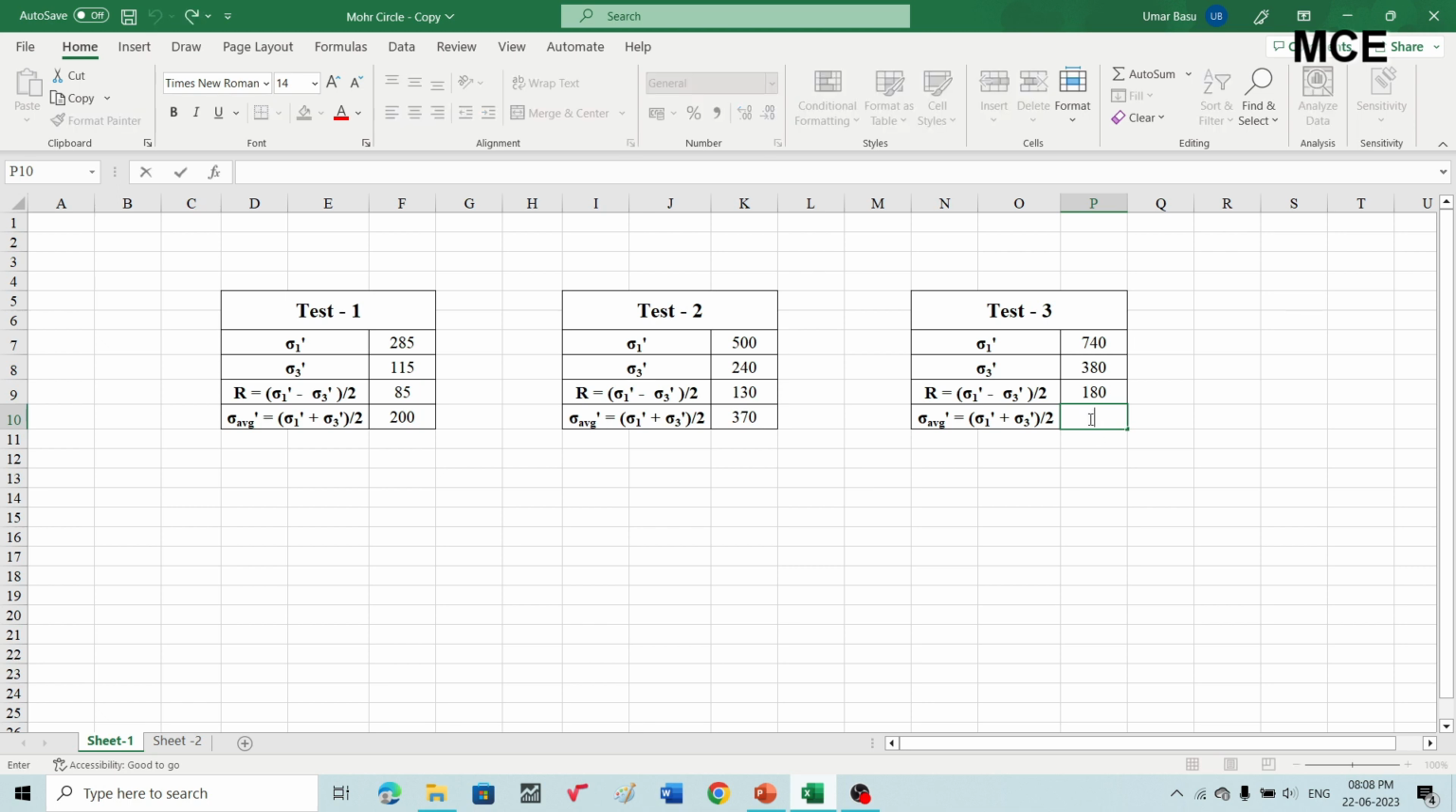Then you have to find the sigma average for test 3. Write equal sign, then bracket, then select the sigma 1 prime for the test third, then plus sign, then select sigma 3 prime for test 3, then close the bracket and divide it by 2, and you will get the sigma average for test 3. So now you have found the radius as well as the sigma average for all the 3 tests.